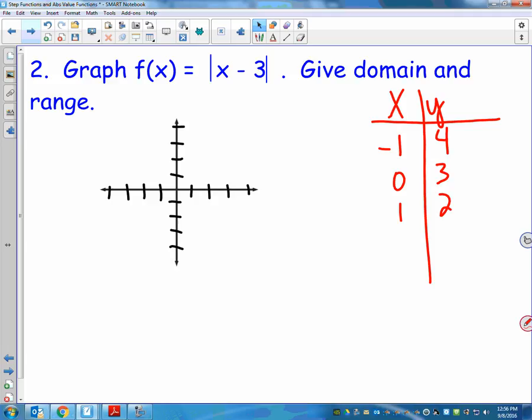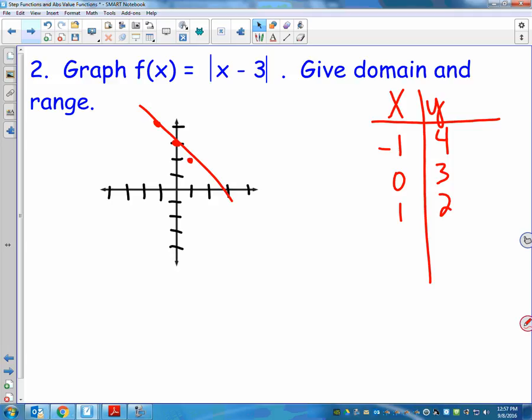So if I graph this, at -1 it goes up to 4. At 0 it goes up to 3. And at 1 it goes up to 2. Here's what happens on a test. People do that and they're like, there you go. You're going to miss a lot of points if you did this because you didn't make a V-shaped graph.